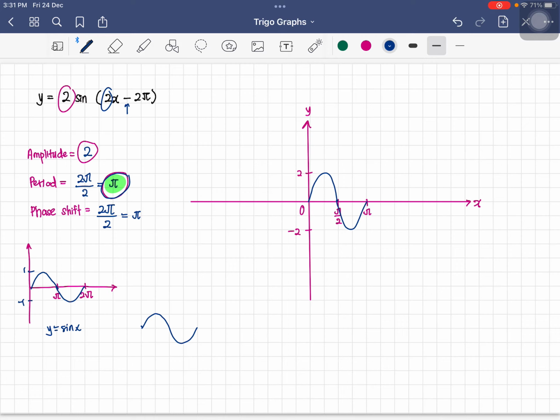If the question asks you to sketch for x from 0 until 2 pi, let's say, it means that you have to expand this one, so 3 pi over 2 until 2 pi. So you have to extend this sinusoidal graph until this one. I hope you get the idea.